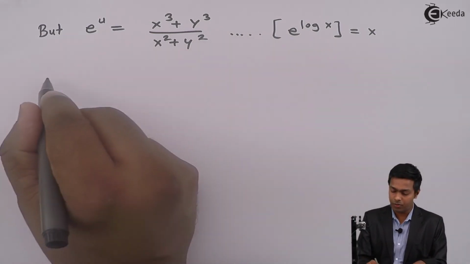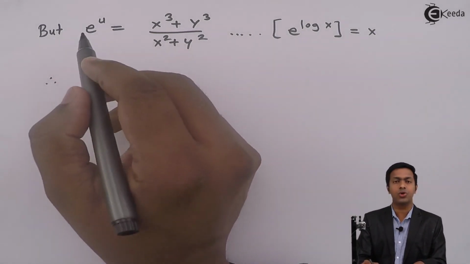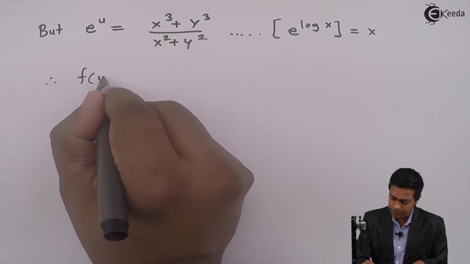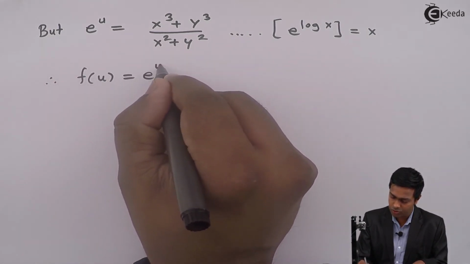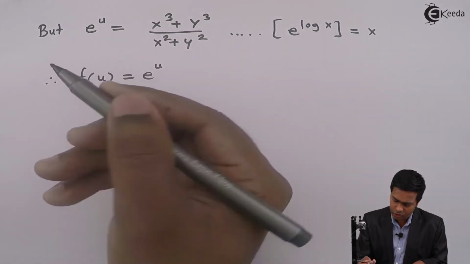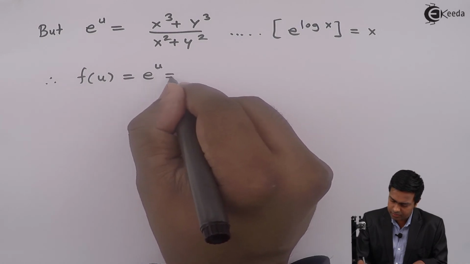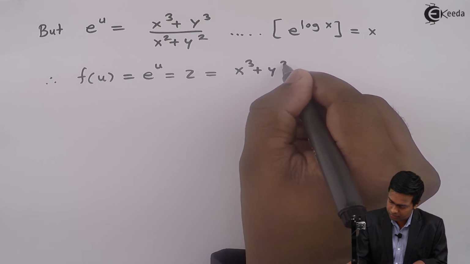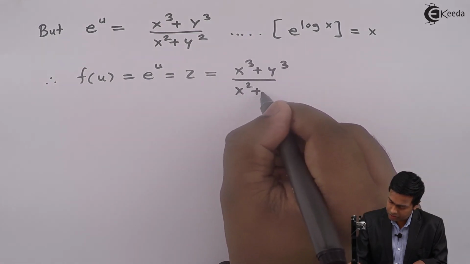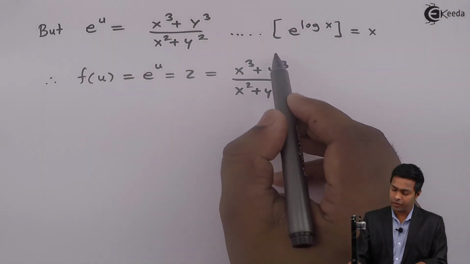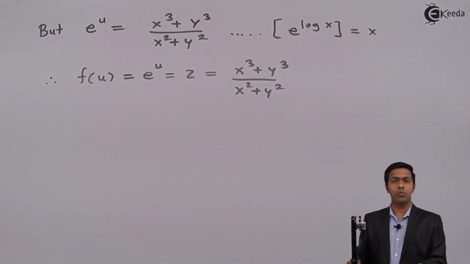So here if you observe, then I can say that e raised to u is a function of u. So here I'll say this is a function of u, which is e raised to u, and I can say this as z also. So let's say it is z, and the value of it is (x cube plus y cube) upon (x square plus y square). And now if I check this f of u, whether it is homogeneous or not, we'll get it as homogeneous.